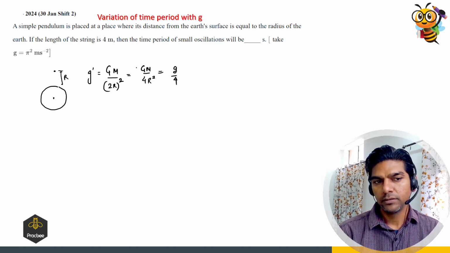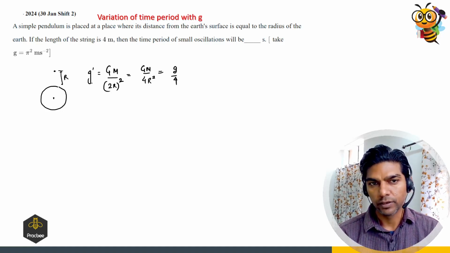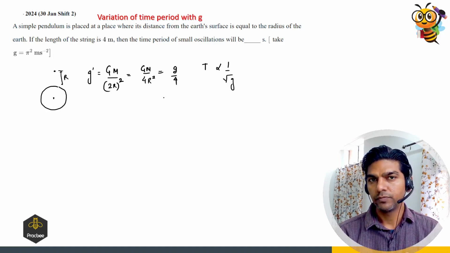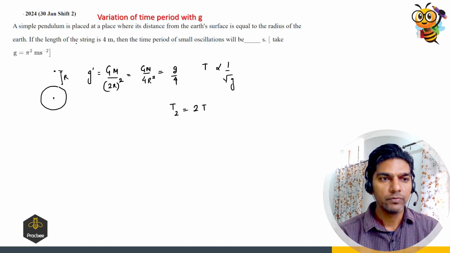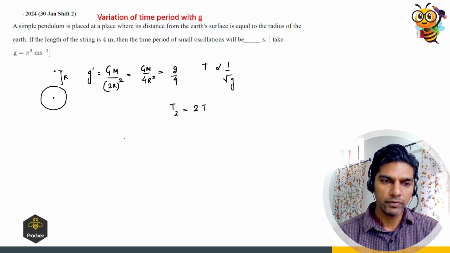So the value of g has decreased by a factor of 4. We know that time period is inversely proportional to square root of g. Since g has decreased by a factor of 4, time period will increase by a factor of 2. So the new time will be 2 times the original time. The length is given, and we have to find the actual time period of oscillation.